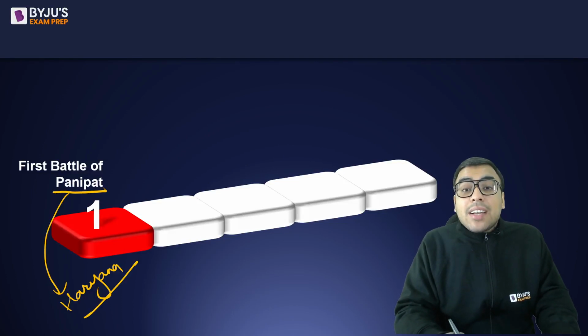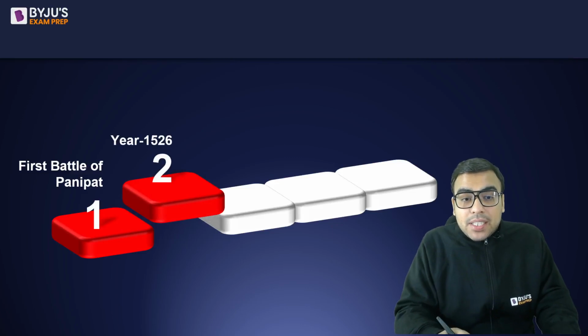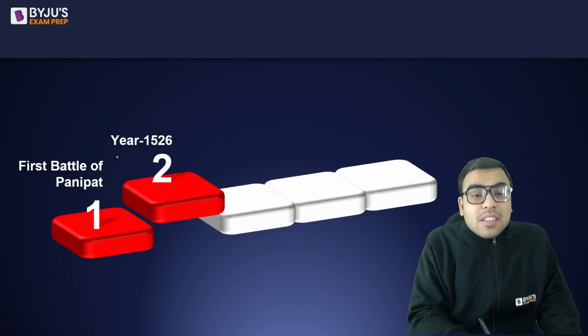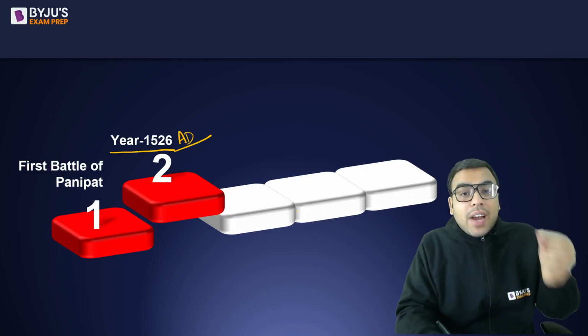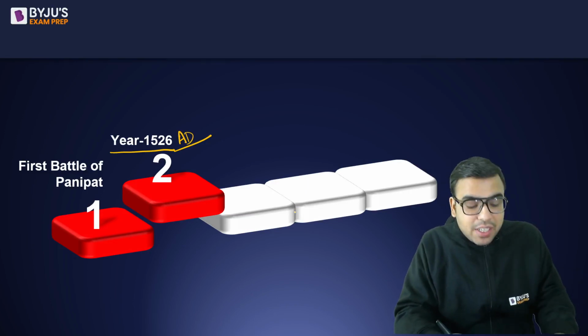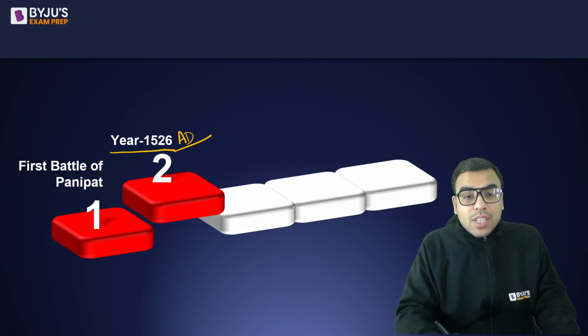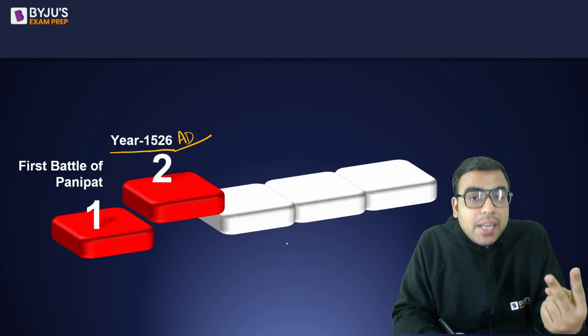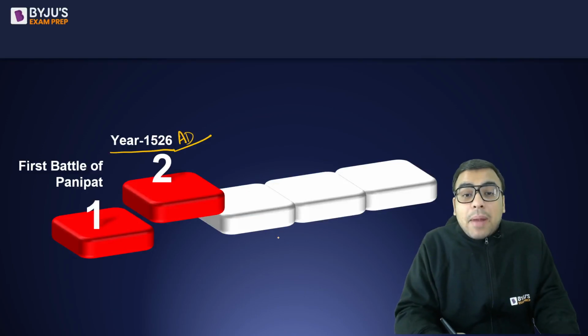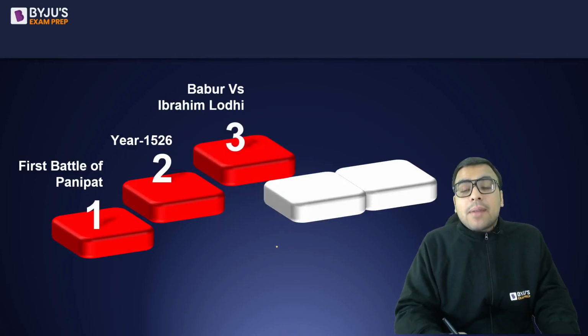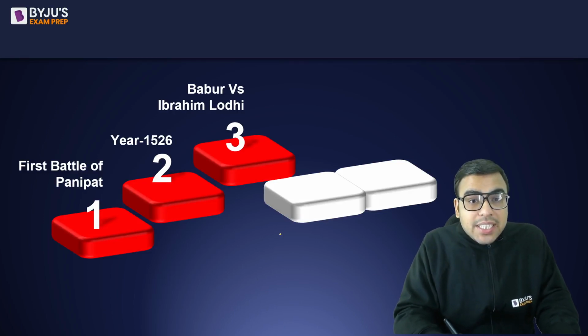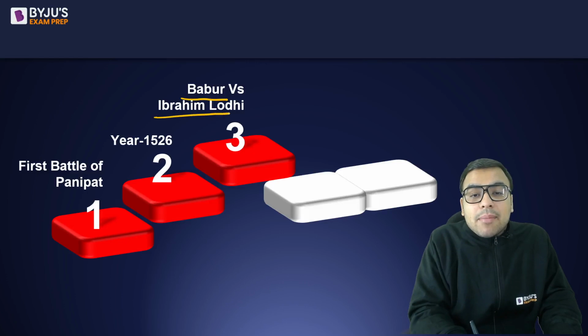Now, the second question is, in which year did the first Battle of Panipat happen? The year is 1526 AD. This is very, very important. Why this is important, I will tell you after a few minutes. Now, the third question is, between which 2 kings was this battle fought? The first Battle of Panipat was fought in 1526 between Babur and Ibrahim Lodi.